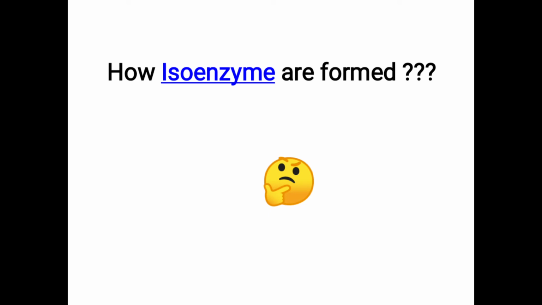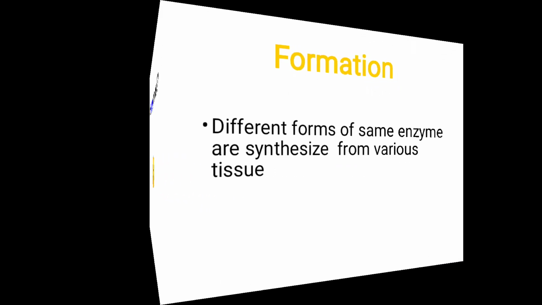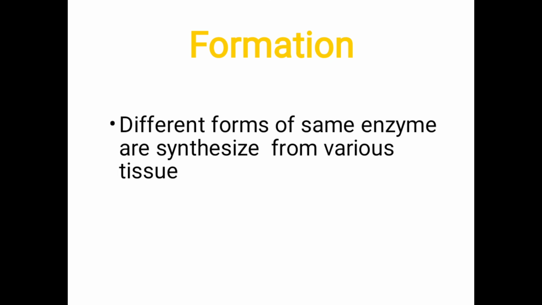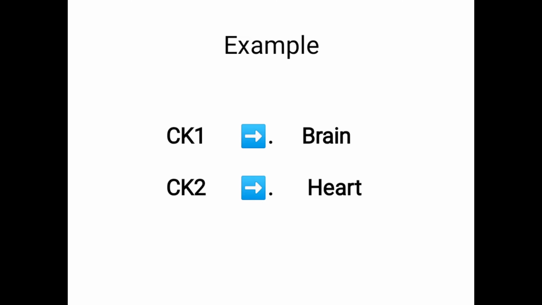Now we are seeing how different forms of enzymes are formed. We see the formation of enzyme by an example of CK1 and CK2. Different forms of the same enzyme are synthesized from various tissues. Let's see the example: CK1 is formed in the brain and CK2 is formed in the heart. Both are formed in different tissues but they catalyze the same reaction.